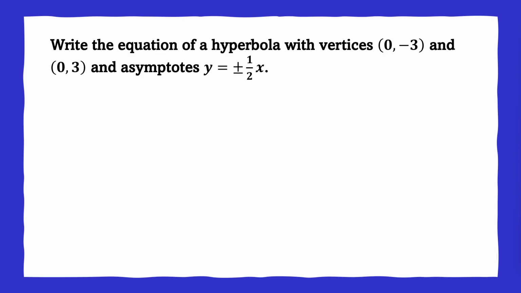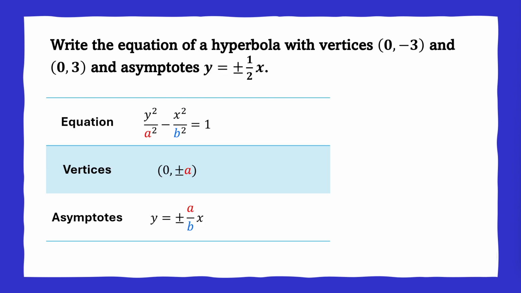Write the equation of a hyperbola with vertices (0, -3) and (0, 3), and asymptotes of y equals plus or minus 1/2 x. Since the vertices are directly above and below each other along the y-axis, the hyperbola opens vertically. That means the equation will start with a y squared term and follow the form y squared divided by a squared minus x squared divided by b squared equals 1.